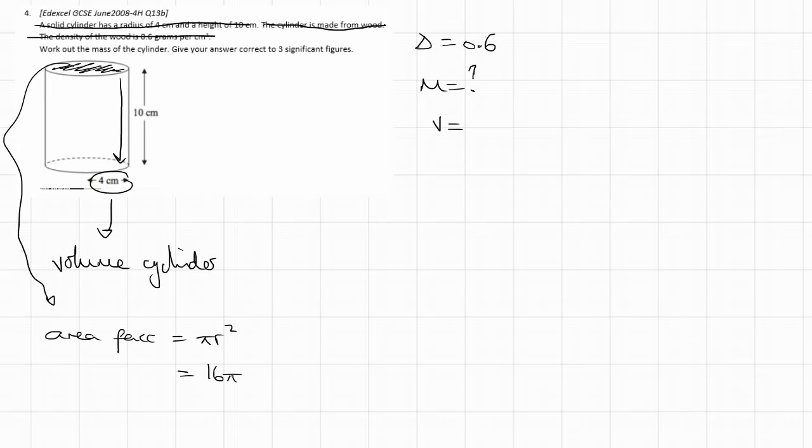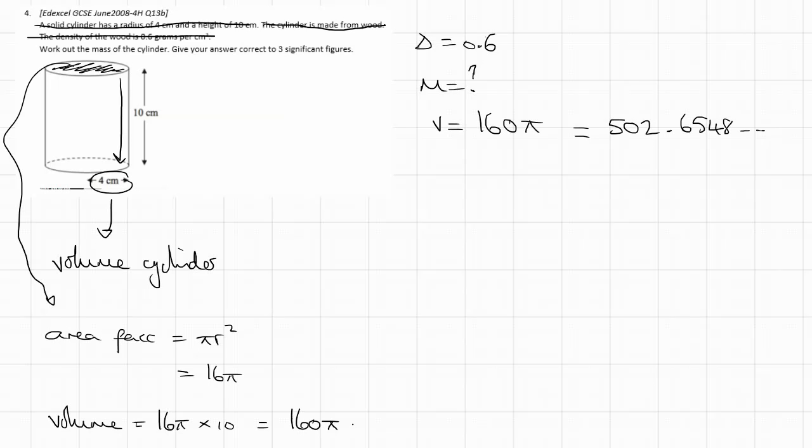And I'm going to leave it like this because we know how to work in terms of pi. You're really good at that, and it makes your working out so much easier later, rather than having really horrible decimals. So then the volume, we want to do 16 pi, times by the height, which is 10. We can just write that as 160 pi for now. So I'm actually going to write 160 pi there, and I'm also just going to write that that equals 502.6548.